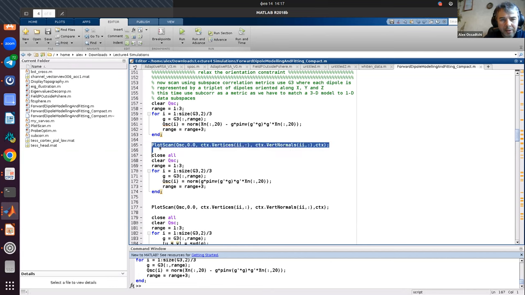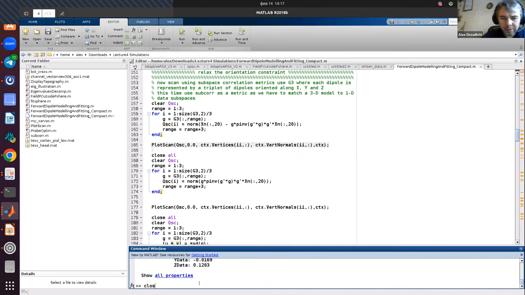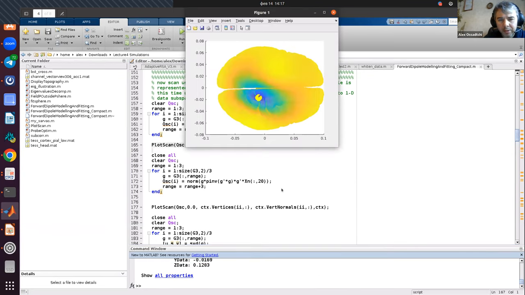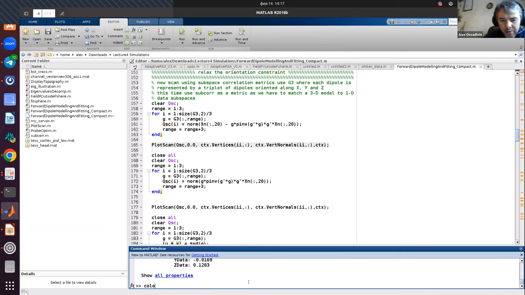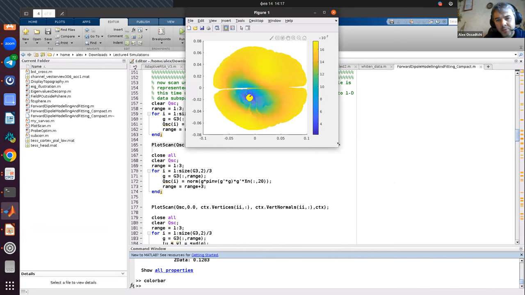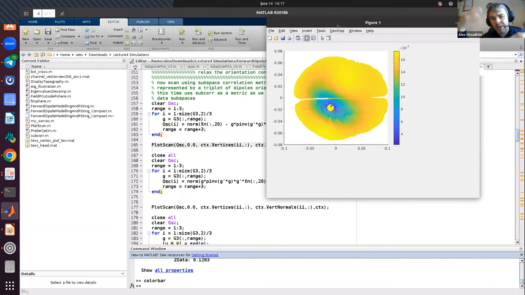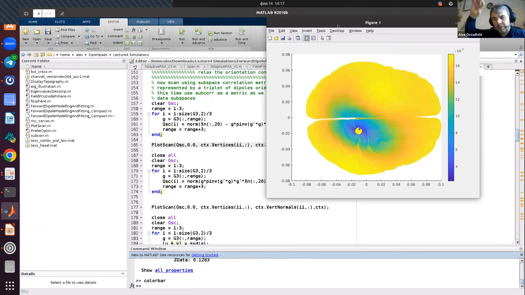And then we plot the scan. Let's close all and then plot the scan, and let's draw a color bar. Remember, we were minimizing the residuals, the X minus G times whatever is in X. Then we need to look for the location with the smallest Q scan. Q is from quality, and scan is just a quality metric scan, something like this.